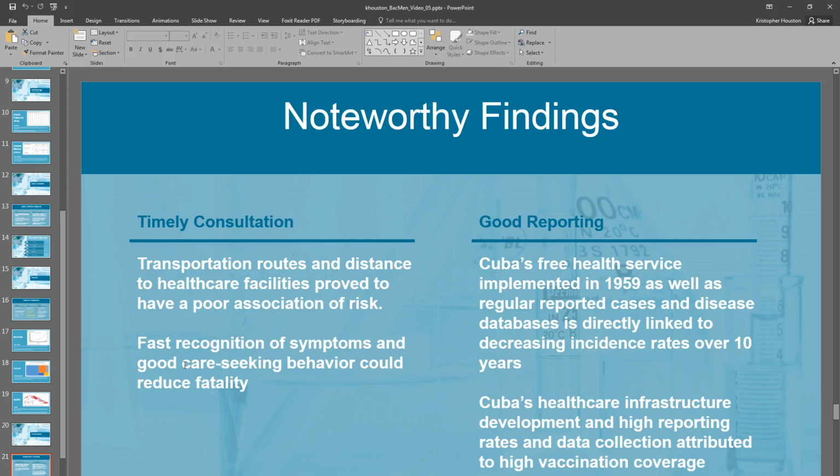This could also be compared to surrounding nations. Cuba's healthcare infrastructure development and high reporting rates and data collection attributed to high vaccination coverage as well.